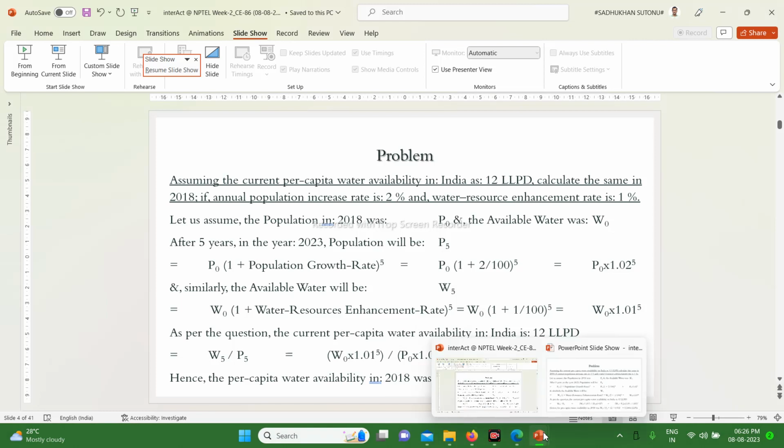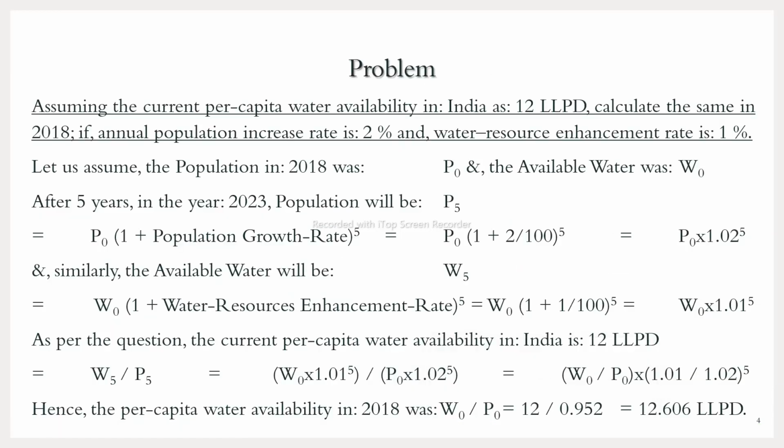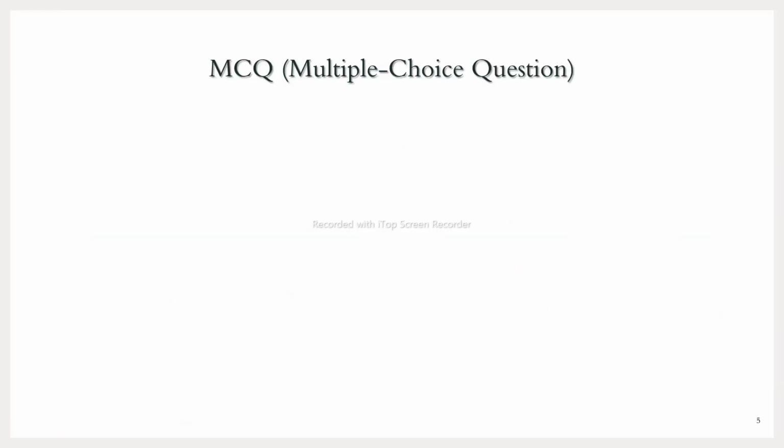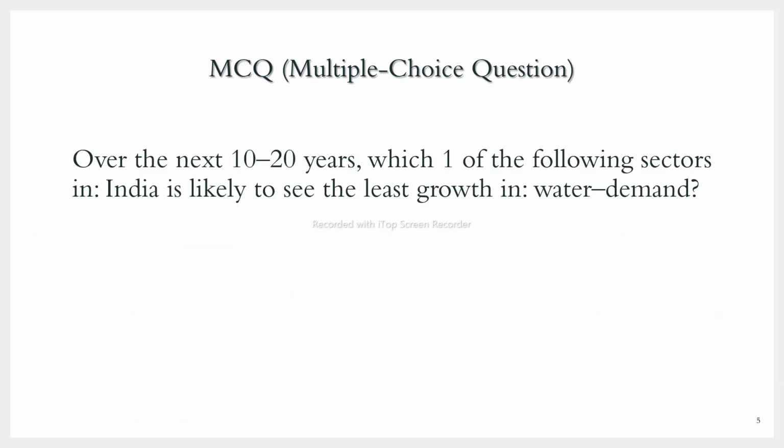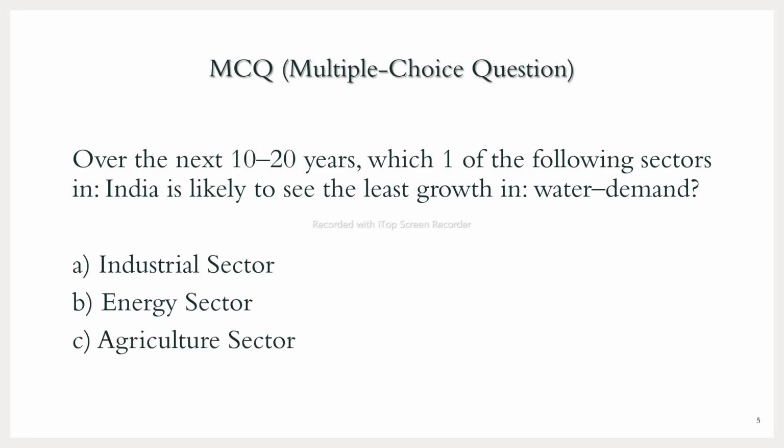I think it is clear to everyone, so we'll go to the next problem. It is basically an MCQ, or multiple choice question. The question is: over the next 10 to 20 years, which of the following sectors in India is likely to see the least growth in water demand? Option A is the industrial sector. Option B is the energy sector. Option C is the agricultural sector, and option D is all of them.